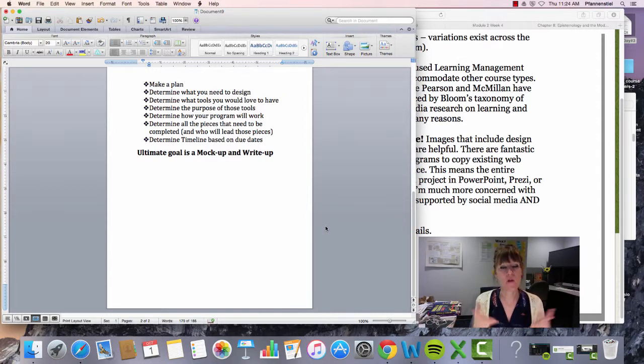Finally, you need to determine all the pieces that you need to complete, obviously as part of your timeline. Figure out the timeline based on the due dates so you guys can get this all accomplished by those final due dates. Some of the mock-ups are due fairly early, like a week before the semester ends, to make sure that your peers can look it over and that it makes sense to everybody. So remember, the ultimate goal is a mock-up and a write-up.